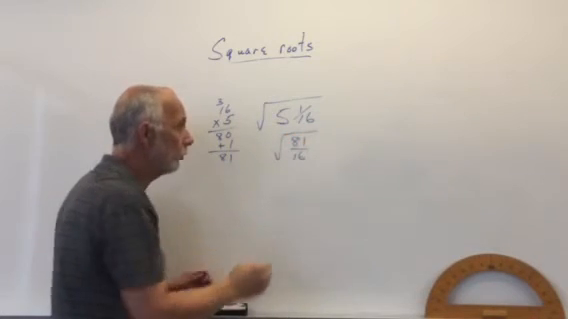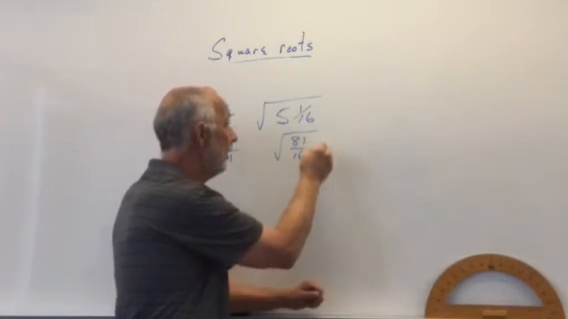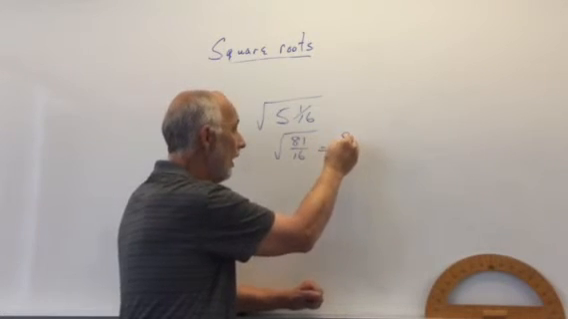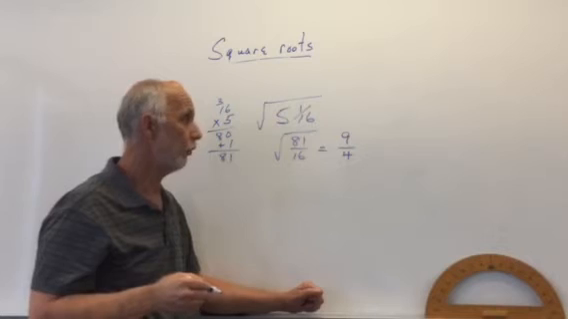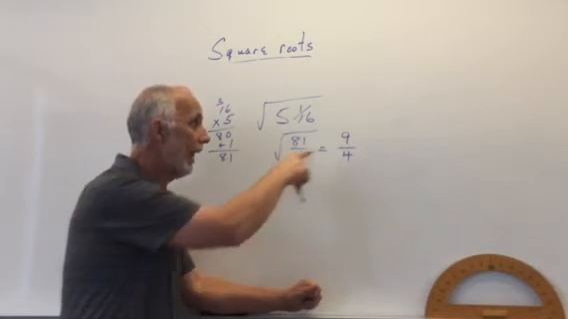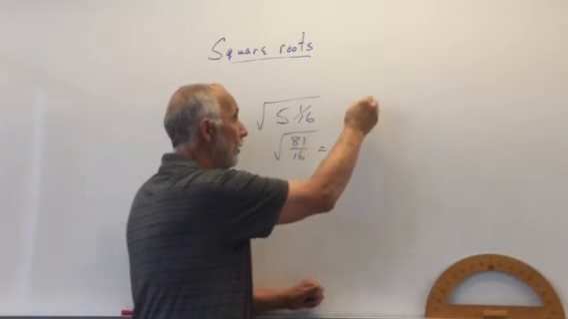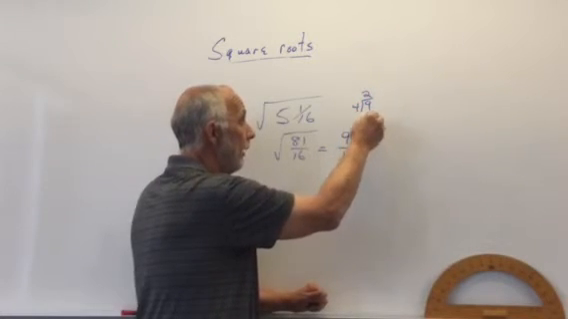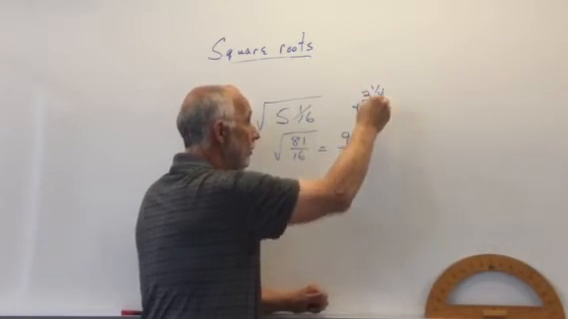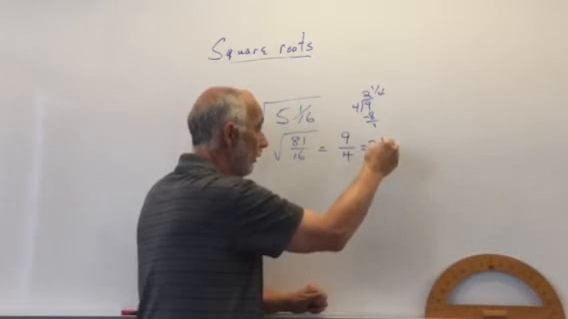And again, if you want the square root of 81 over 16, you want the square root of 81 is 9, the square root of 16 is 4, and you get 9 fourths. And again, that's improper, so divide 4 into 9 goes 2 times. 2 times 4 is 8, remainder 1, and your real answer is 2 and 1/4.